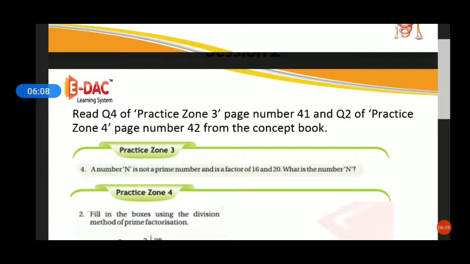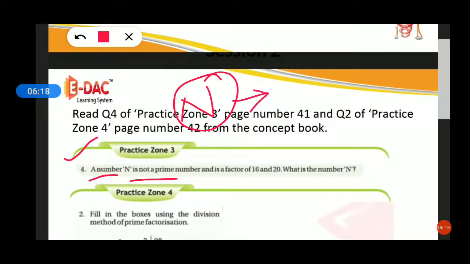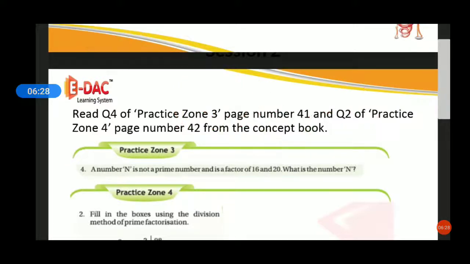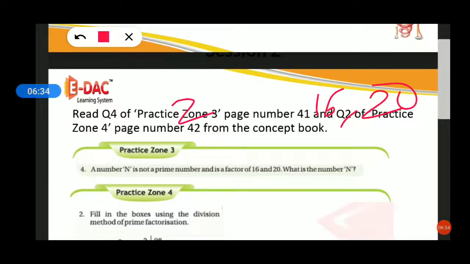See students, here we will see an example, that is practice 3. Number n is not a prime number. We have a number n, we don't know what number that is, but it is not a prime number. Other than 2, every prime number is odd. It is not a prime number, but it is a factor of 16 and 20. See in which table 16 and 20 will go. In the 2 table 16 and 20 will go, but 2 is a prime number. They have said it is not a prime number.